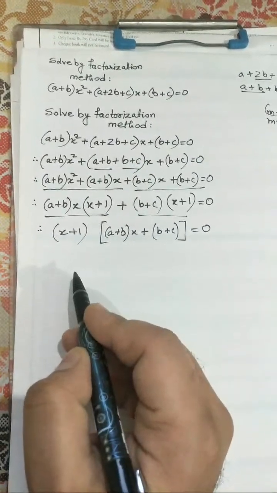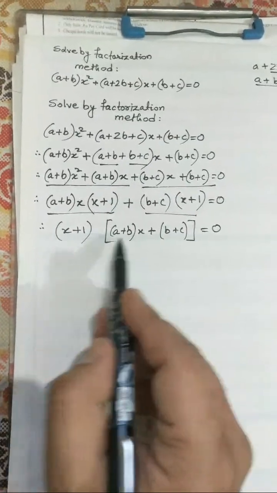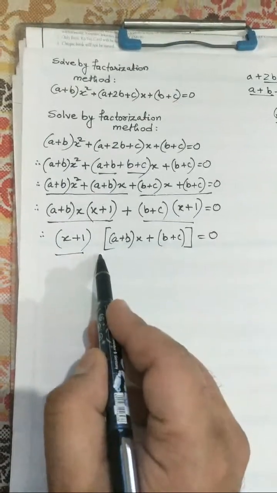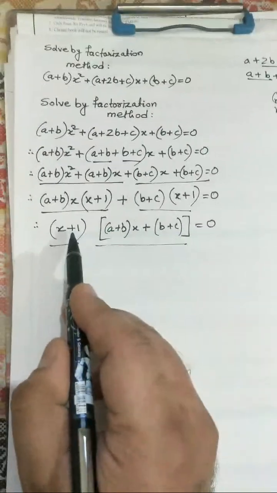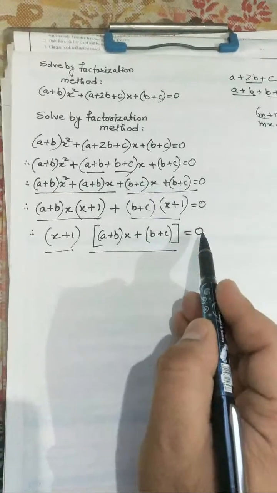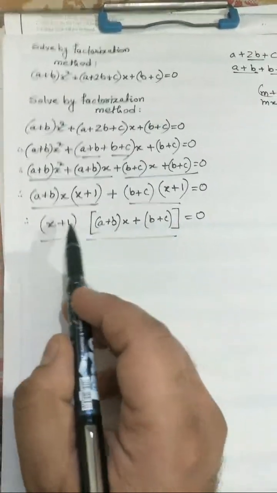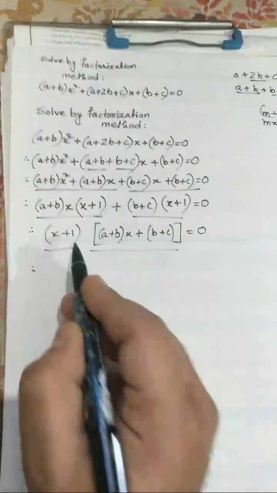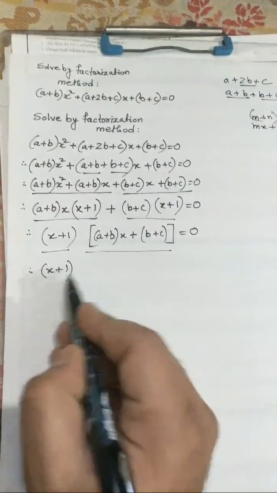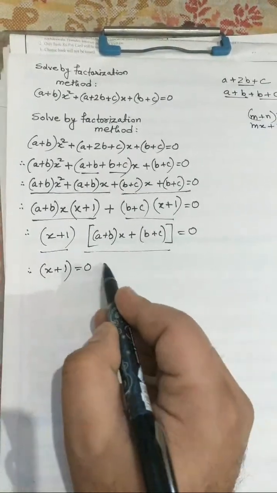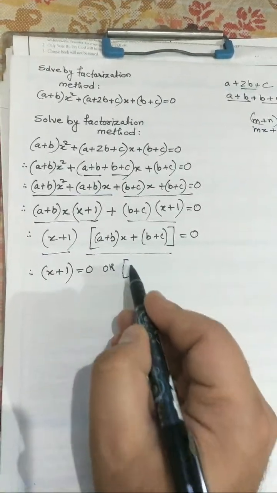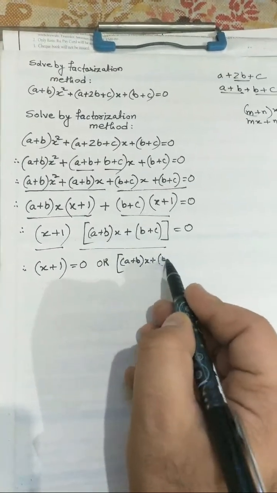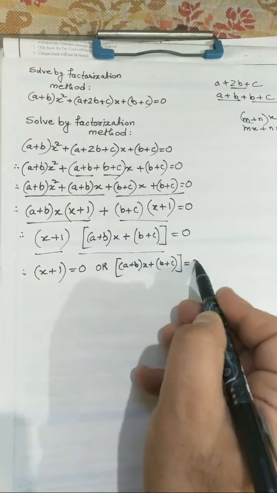Okay. Now see, you have two terms in multiplication. This is the first term and this whole is the second term. Two terms are in multiplication and are equal to 0. So when the product of two terms is 0, you can say that either the first term is 0, meaning x plus 1 is equal to 0, or the second term is 0, meaning (a plus b) into x plus (b plus c) is equal to 0.